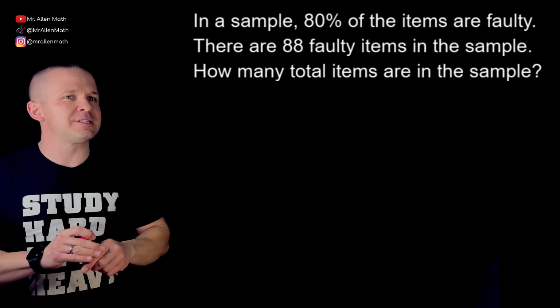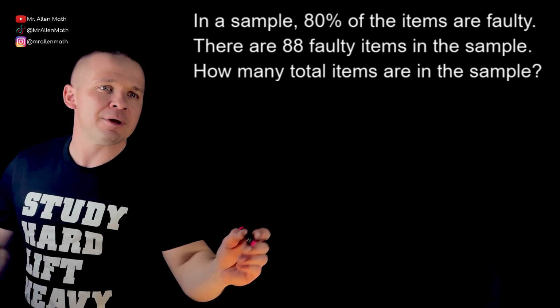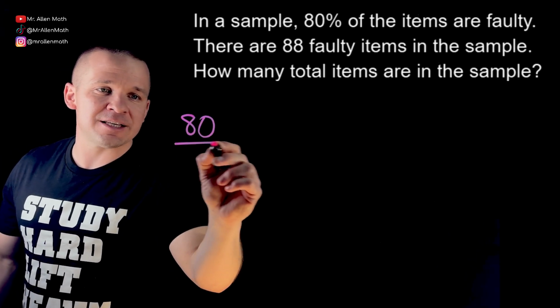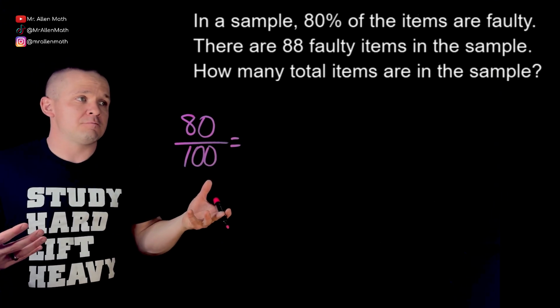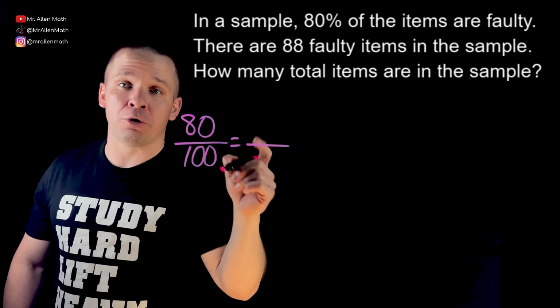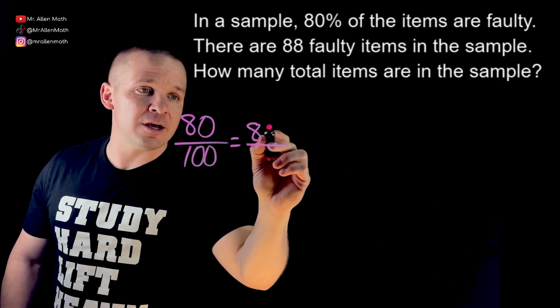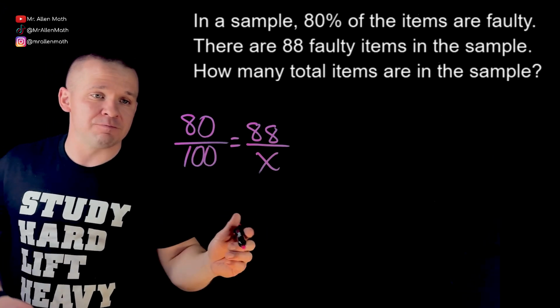Now, there's a few ways you can set this up, but I favor proportions in this scenario so I don't mix things up. So I have 80% is 80 out of 100. So 80 out of the 100 items are faulty, right? We have 88 items that are faulty, but I want to know the total amount. So I can put faulty items over my total items, x. And now I can cross multiply and solve.